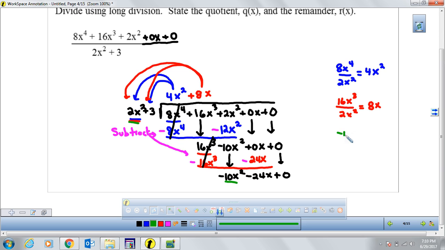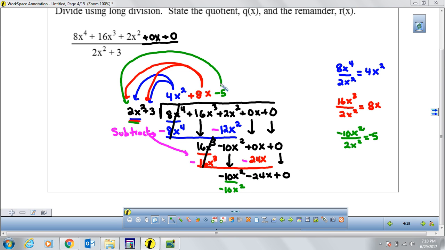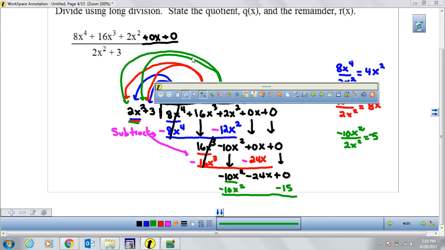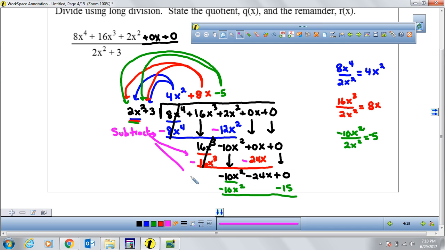It's only the first terms. Negative 10x squared divided by 2x squared is going to give us negative 5. That goes on the quotient right here, and then we're going to multiply. Negative 5 times 2x squared is negative 10x squared, so we put it under the x squared. Then negative 5 times 3 is going to be negative 15, so we put it under the constant, which is the 0. Then we're going to subtract, which means change the signs. Both of them are negative, so right here that's going to become a positive, and right here that's going to become a positive.